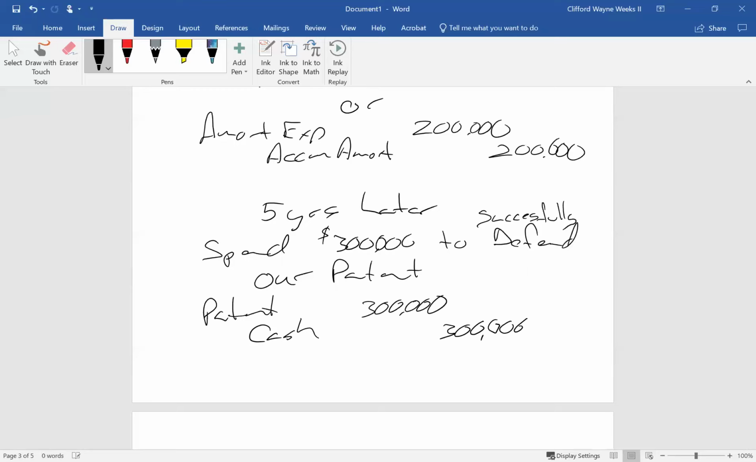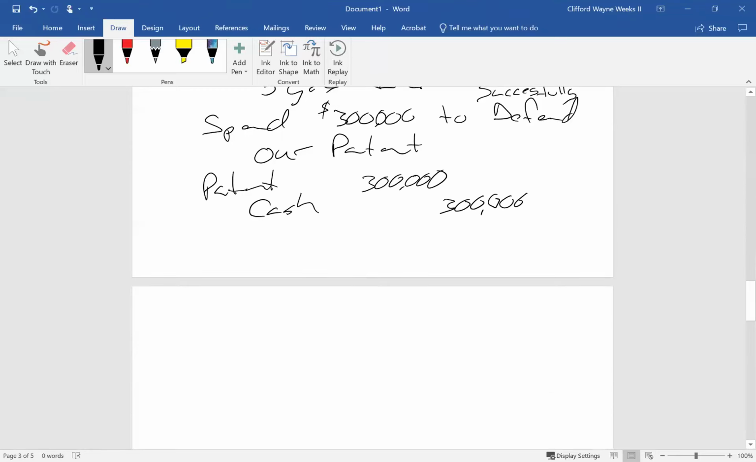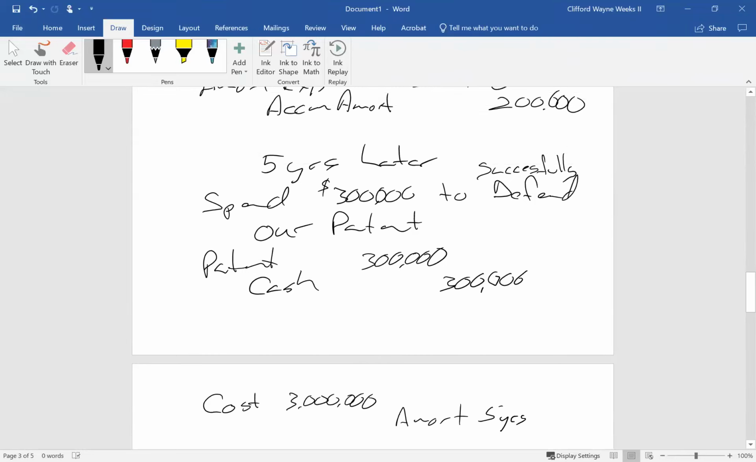Okay. And so what is the value of our patent after 5 years? Well, if you remember, we spent the $300,000. So the historical cost, I'm sorry, $3 million. We've amortized it for 5 years. We're amortizing this at $200,000 each year.